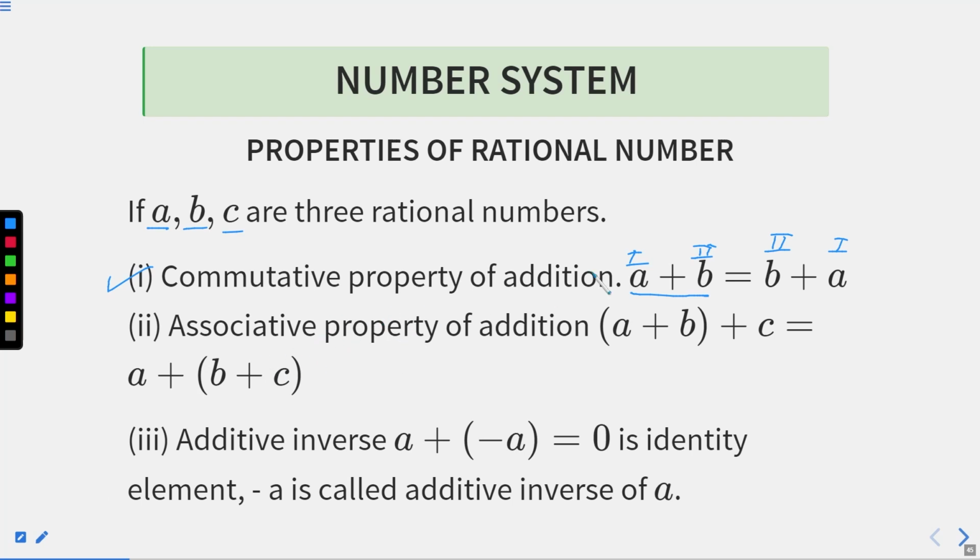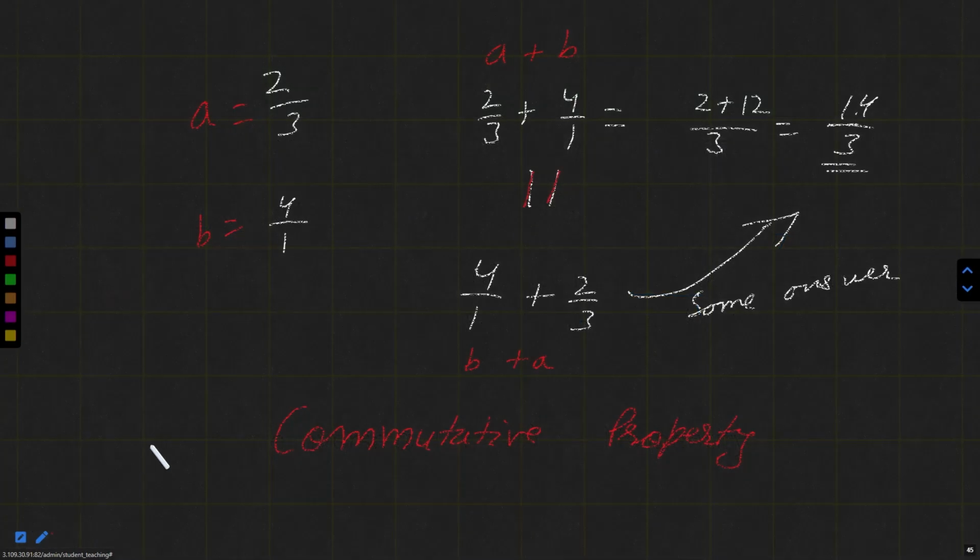Now, adding in any order doesn't change our answer. Seeing the second property, the associative property says that if we have three rational numbers, if we add a and b first and then add c, the answer will be the same if we add b and c first and then a. So let's see an example so you can understand better.